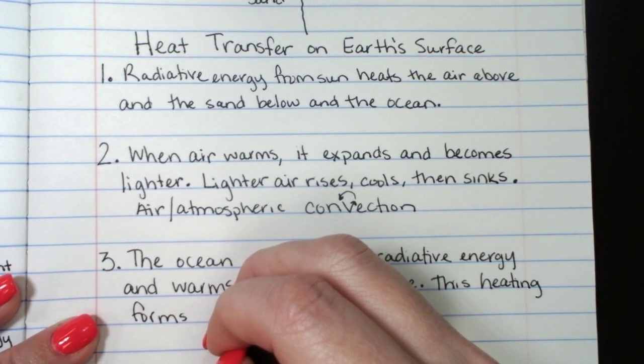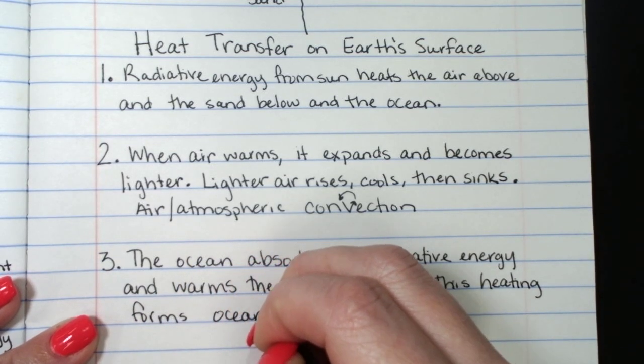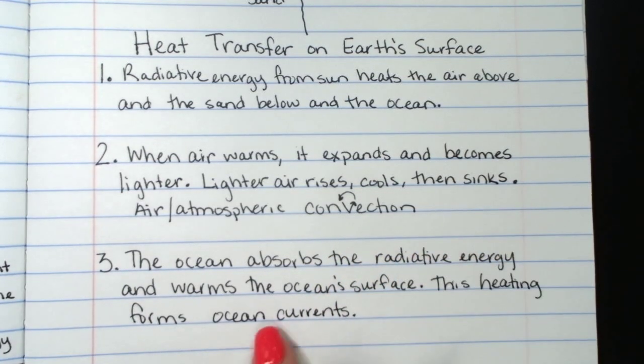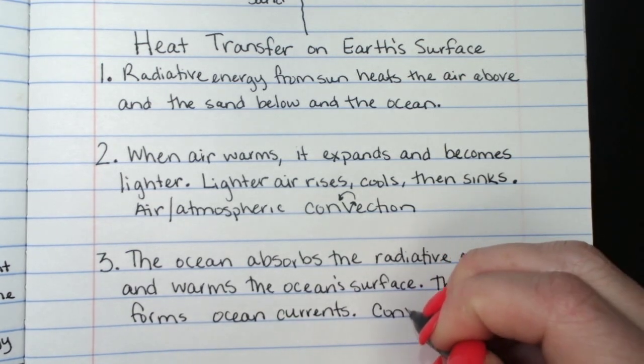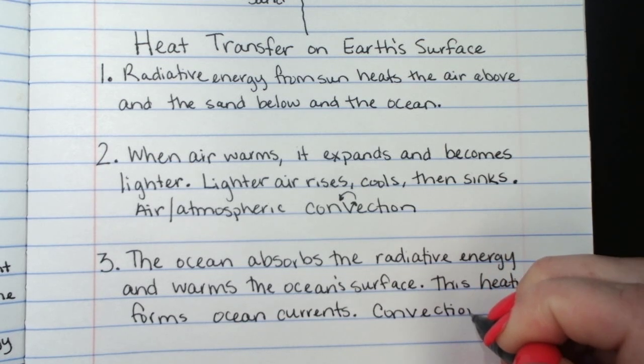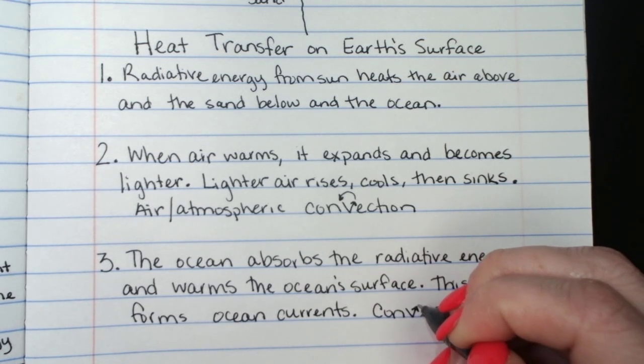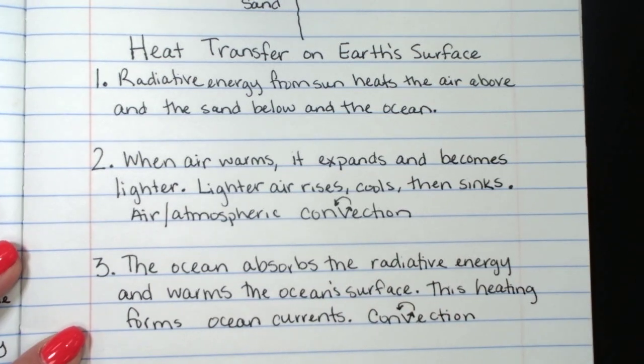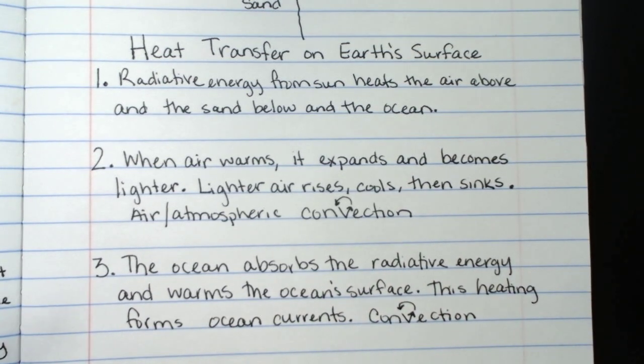forms ocean currents. Now, in 8th grade, you're going to talk about these ocean currents. There are deep ocean currents and there are surface ocean currents. What we're talking about here is the surface ocean currents. So this also is convection. Circulation, currents, convection, all the words.